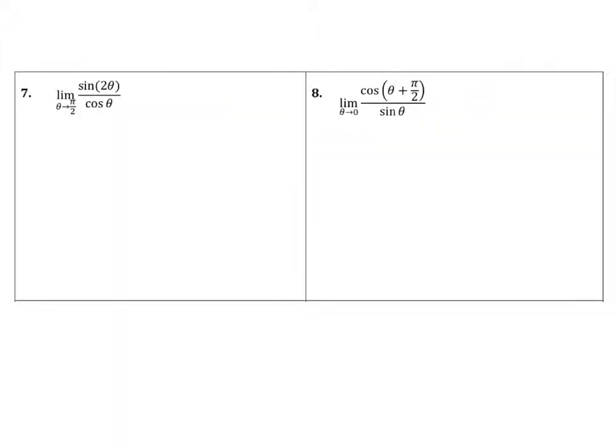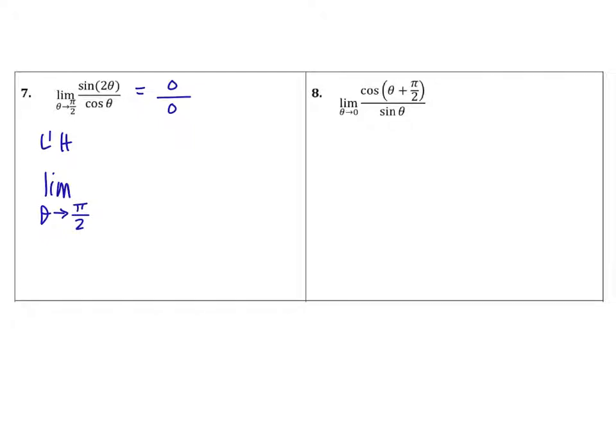Okay, so for number 7, again, we do our substitution, and we're going to get sine of pi, which is 0, and cosine of pi over 2 is 0. So we do need L'Hopital again. And so we're going to look at our limit as theta approaches pi over 2.